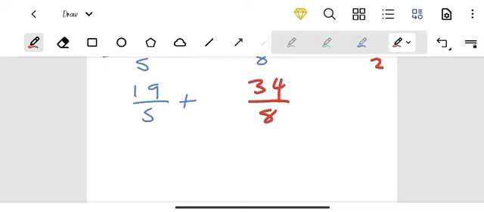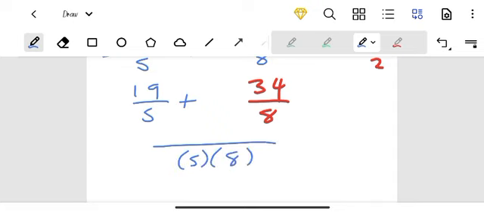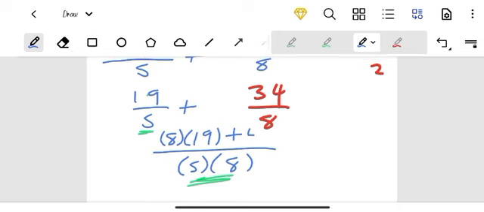The next thing that you're going to do, you're going to draw your line, and then you have your denominators written below the line, and then you're going to say which one is here that is not here. So we can see that it's the 8, so we're going to say 8 multiplied by 19 plus which one is here that is not there, so it's 5, so you're going to say 5 multiplied by 8.